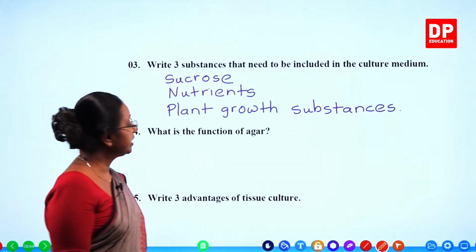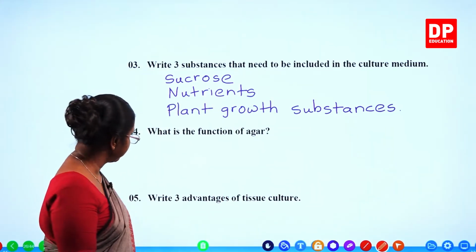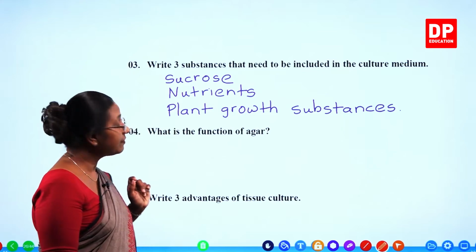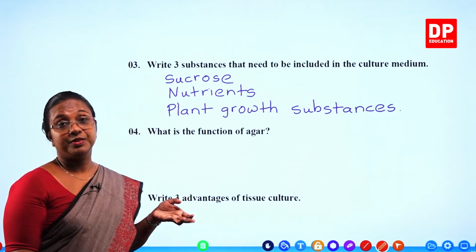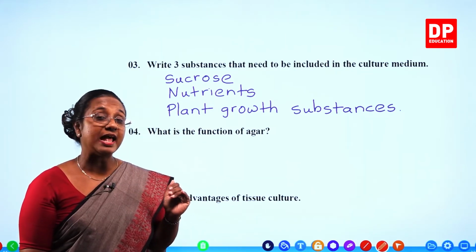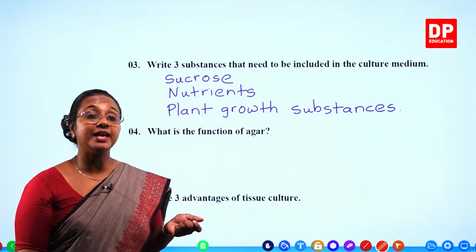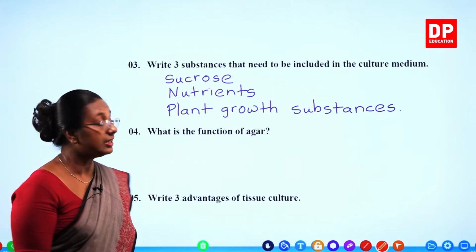So sucrose, nutrients, and plant growth substances. Then what is the function of agar? We need to add agar to the medium. You all know it is extracted from an algae. Why do we use agar? To solidify the culture medium.